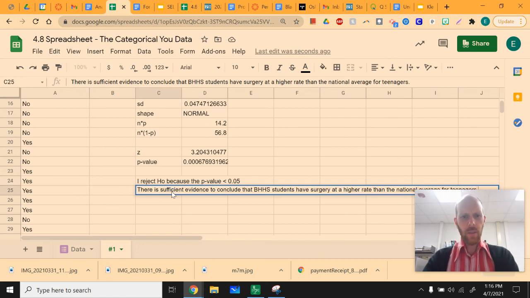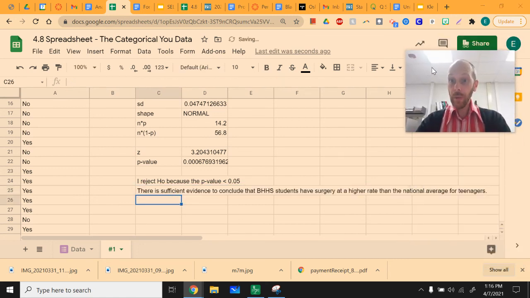Which kind of makes sense, right? We know that we live in a more affluent community, and the more money you have, the more likely you are to be able to afford to have surgery. So it kind of stands to reason, right? All right, there's the problem.